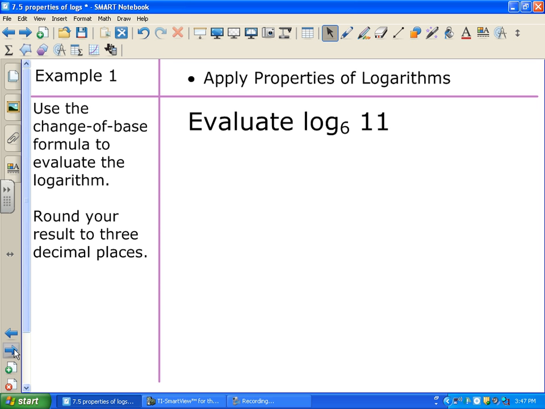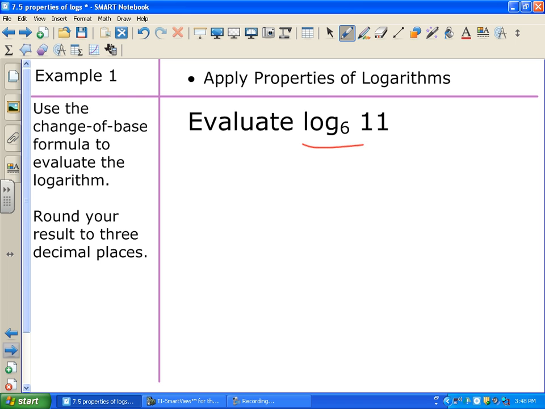So, example number 1, use change of base formula to evaluate that logarithm. And it says round your answer to 3 decimal places. Evaluate log base 6 of 11. When you're looking at this, first thing you should realize is that, no, this is not a natural log. No, this is not a common log. So what I can do is apply the change of base formula.